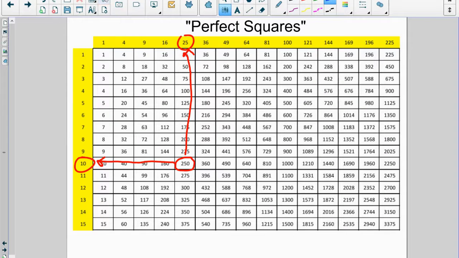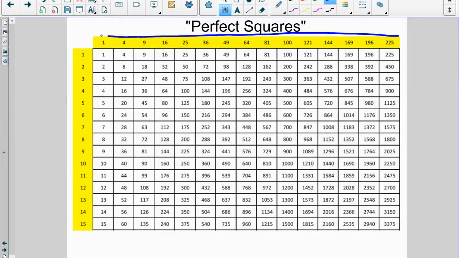So what I have here is a perfect square multiplication table. Across the top of our list, we see our perfect squares: 1, 4, 9, 16, 25, 36, 49, and so on, all the way out to 15 times 15, which is 225. As you move down the table, that's when you multiply the perfect squares by 1, 2, 3, 4, 5, 6, 7, and so on.